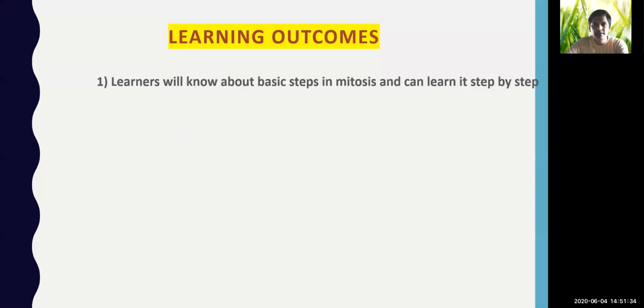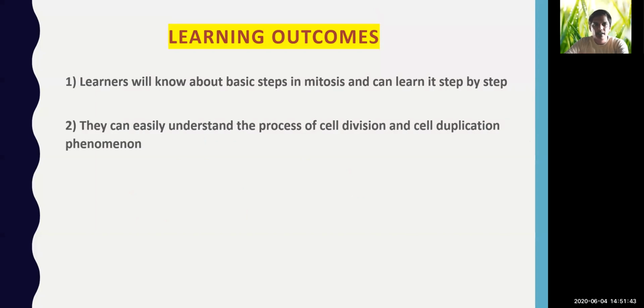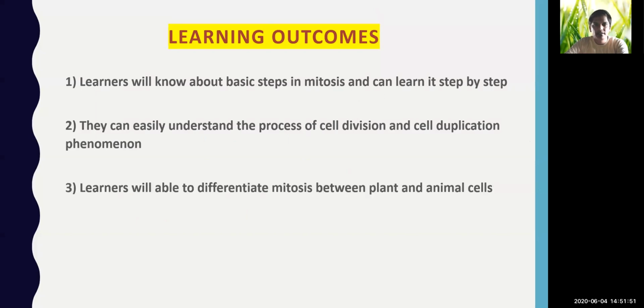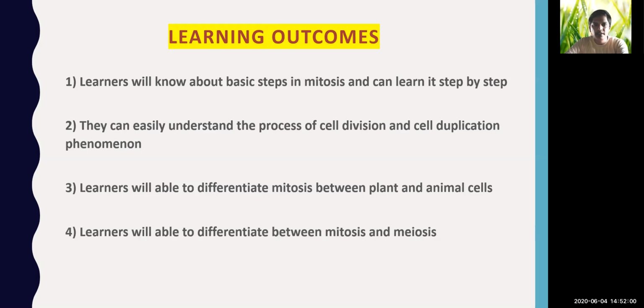Learning outcomes. First, learners will know about basic steps in mitosis and can learn it step by step. They can easily understand the process of cell division and cell duplication phenomenon. Learners will be able to differentiate mitosis in plants and animal cells. Learners will be able to differentiate between mitosis and meiosis.